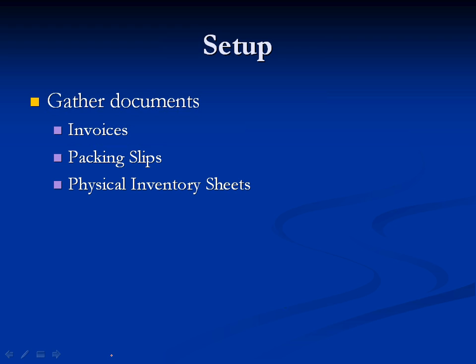On the invoices are going to be the vendor's reorder number. It's going to be some of the description. It's going to be your cost. So a lot of important information there. Packing slip has very similar information. And, of course, depending on how you did your physical inventory sheets, it might be there too.